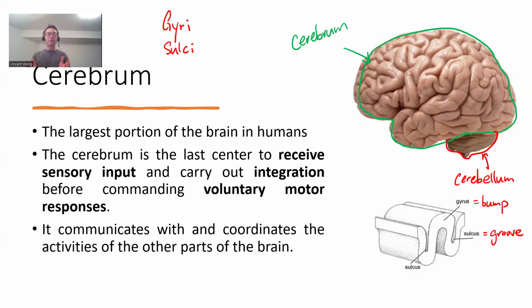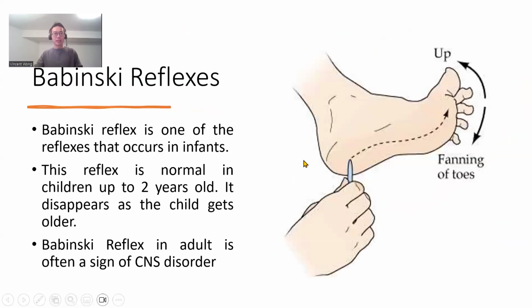So let's talk about the big brain, the cerebrum. What does it do? Well, the cerebrum is actually separated into different regions, as you will see. But generally speaking, it is the last center to receive sensory input and carry out integration before commanding voluntary motor responses. Now that all sounds very complicated, but it really isn't because we already talked about it.